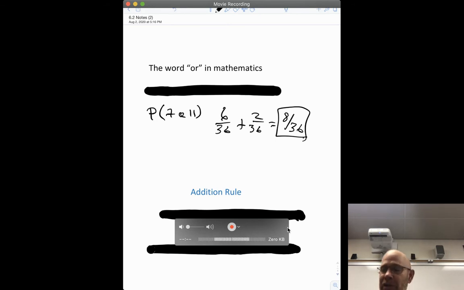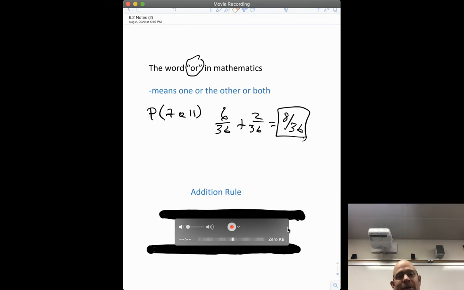So it's important to know this word or in math. So in the English language, we typically think about the word or as meaning one or the other, kind of like either or. Either I'm going to go to McDonald's or I'm going to go to In-N-Out. But not both, right? It's either one or the other. But in math, it can be both, right? So just a little important thing to know here is that in math, that word or means one or the other or both. Again, not typically the way we think about it.